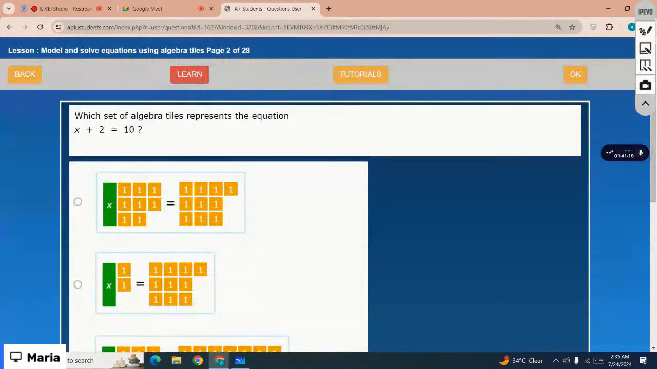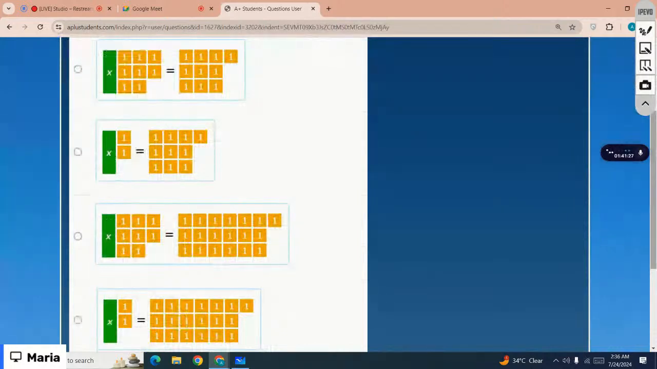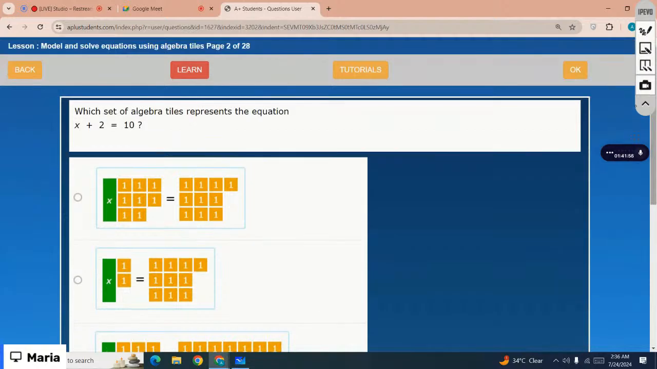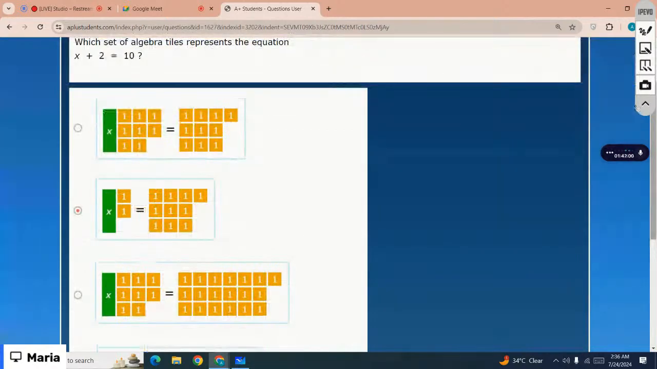Which set of algebra tiles represent the equation? Please don't forget, you guys are here to learn. So please focus on learning. Option number 2 is the correct option, that is x plus 2 equals 10.